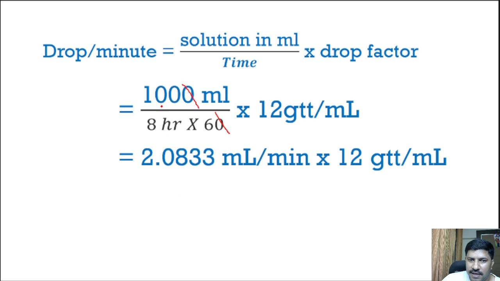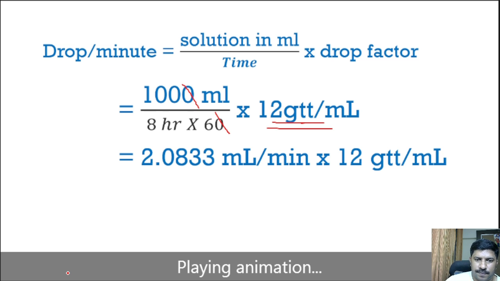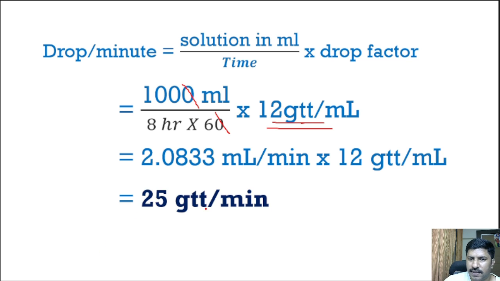So 100 divided by 48, that will be 2.0833 milliliter per minute. That is multiplied by this drop factor. Then the answer will come 25 drops per minute. No need to write this much. Just for explanation purposes only, I have written all the steps.